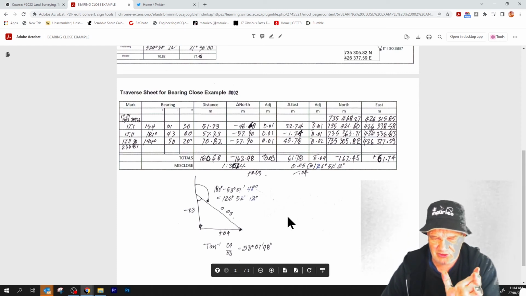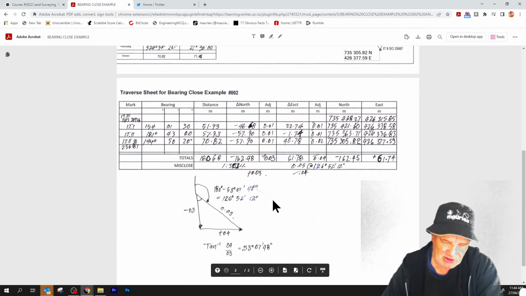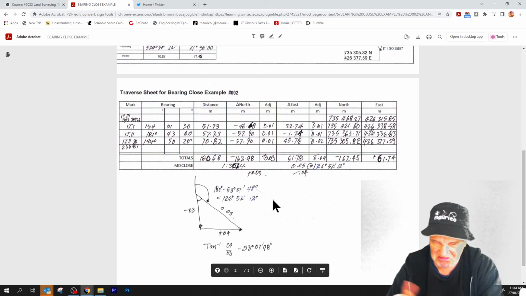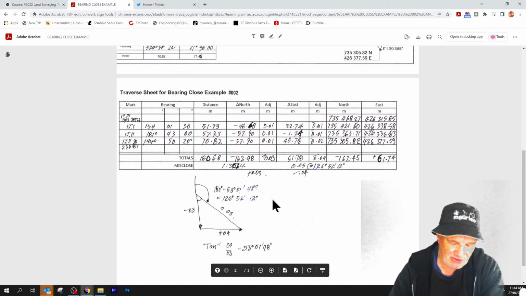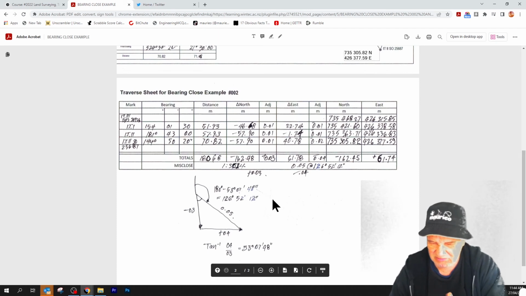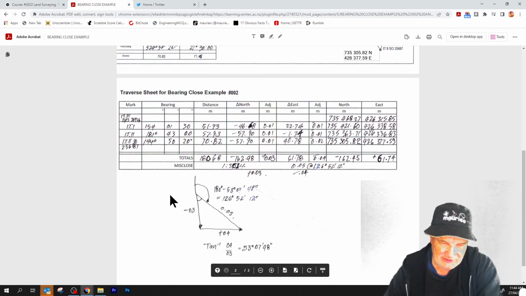It's helpful to know which direction the misclose is in, but typically surveyors mix and match very quickly between 126 52 12 or 306 56 12. It doesn't matter too much. It is important that you get it going the right way here, but not so much here. So I've gone with -3, 4 in this little triangle here of the misclose. So we draw that up. This is our resultant, or the misclose vector.